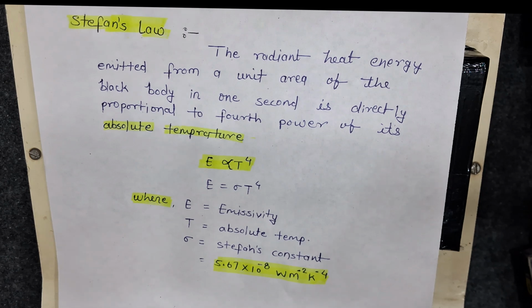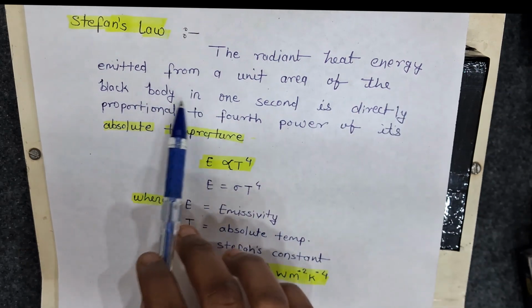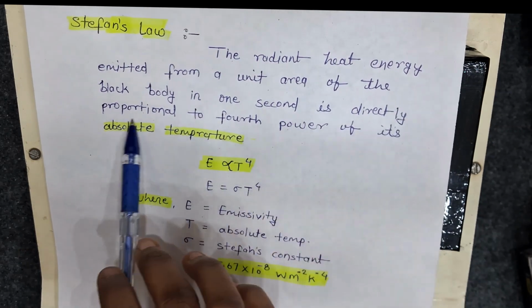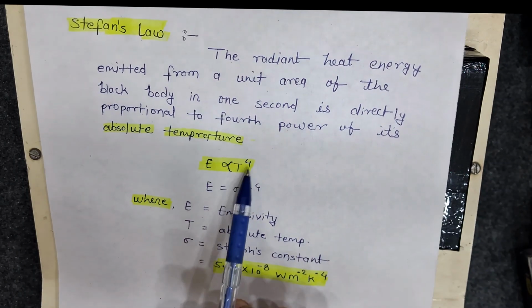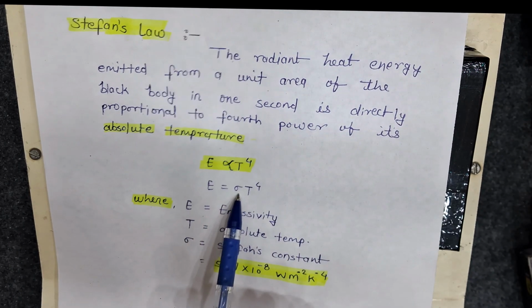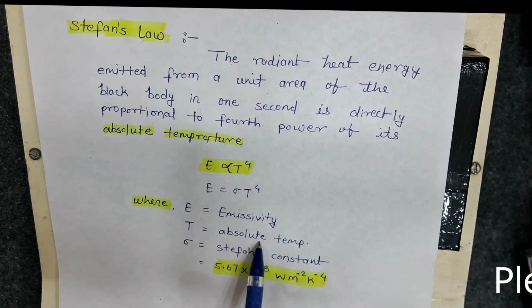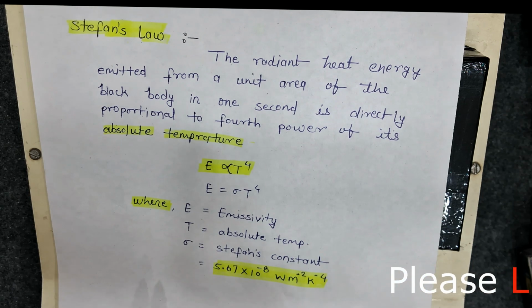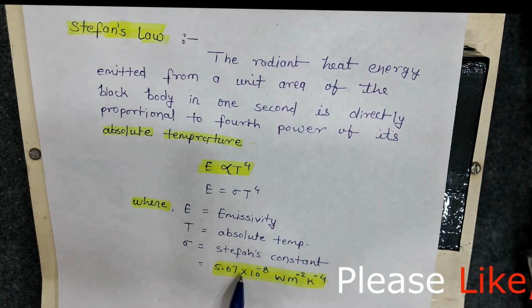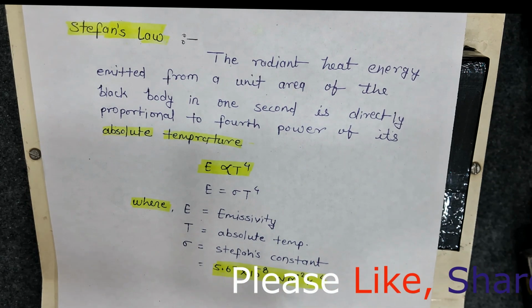According to the statement of the Stefan-Boltzmann law, the radiant heat energy emitted from a unit area of a black body in 1 second is directly proportional to the fourth power of its absolute temperature. E is directly proportional to T to the power 4. E is equal to sigma T to the power 4, where E is emissivity, T is absolute temperature, and sigma is the Stefan constant, whose value is 5.67 × 10 to the power minus 8 watt meter to the power minus 2 Kelvin to the power minus 4.